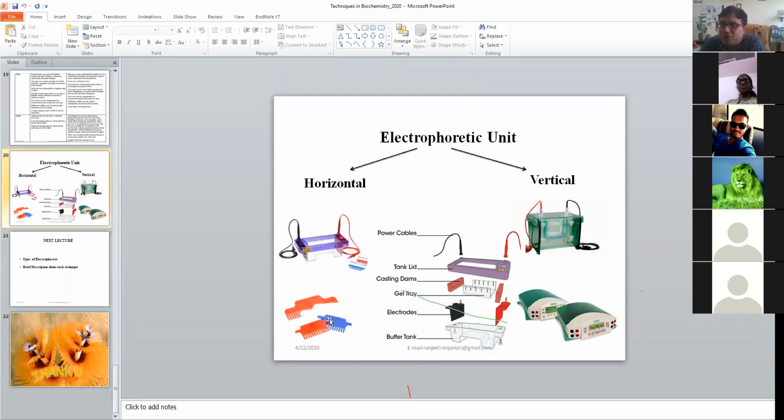Parts of the electrophoretic unit: there are different parts based on the unit and the purpose you are using it for. For example, you have a power cable, you have an electrode, you have a tank lid, you have a casting dam, you have a gel tray, electrode, buffer tank, power pack. These are some of the accessories you need to have when you plan to go for the use of this electrophoresis unit.